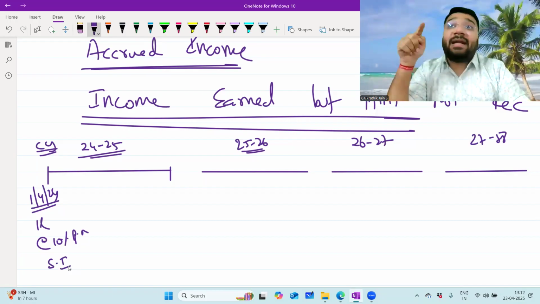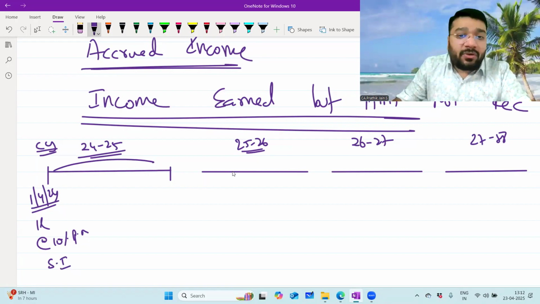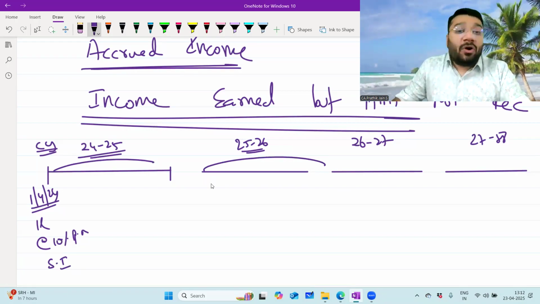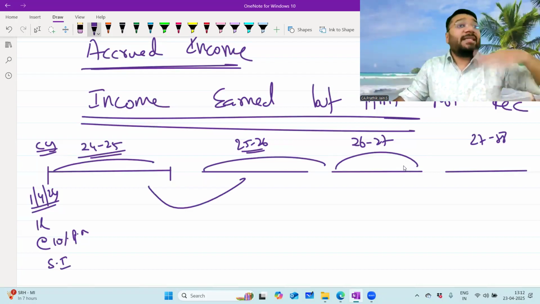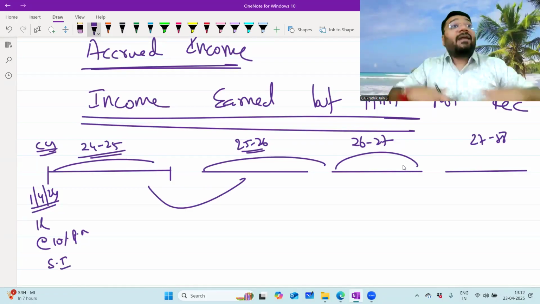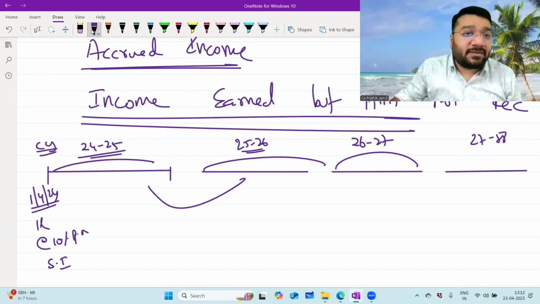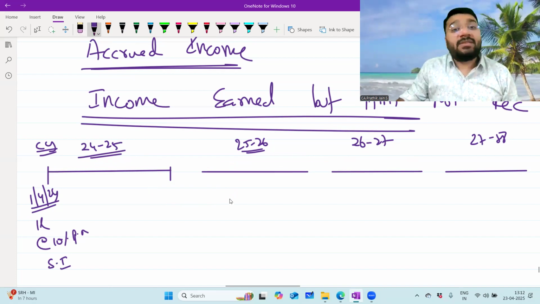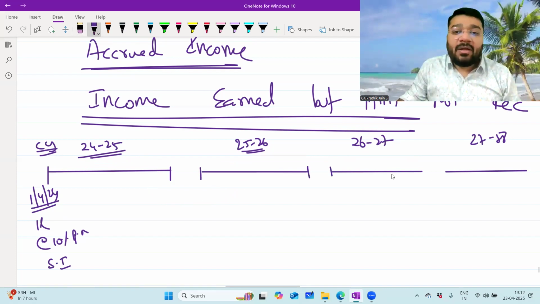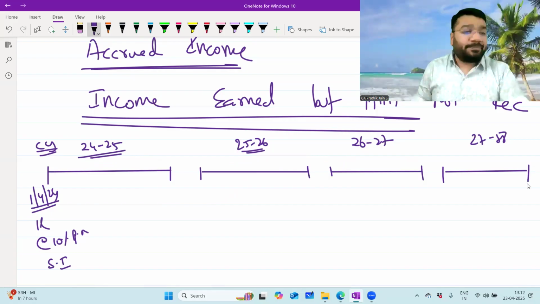That means I start getting interest on the interest also. In the second year I get interest on the first year's interest too, and in the third year on the first and second year interest put together. That is principal plus interest, and on that again interest. It is called compound interest. You'll be studying this in maths. Now we are doing simple interest, which means every year you get the interest on principal.